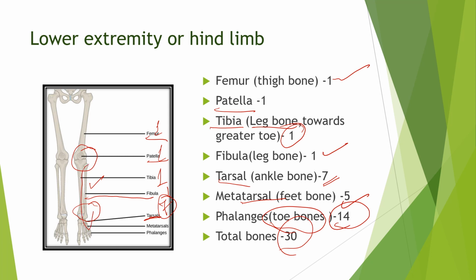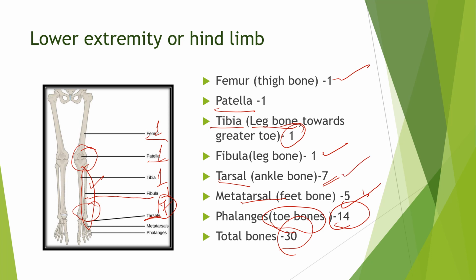This is the fibula, or the feeble bone. Why is it named fibula? This is the feeble bone. It is the weak bone. So the tibia is a very strong bone, or the thigh bone is a very strong bone, whereas the fibula is a feeble bone. As it is feeble, as it is thin, it is called fibula. Then comes tarsal.